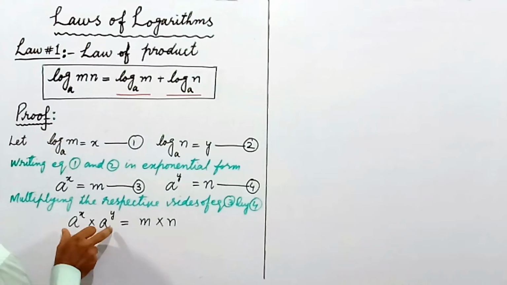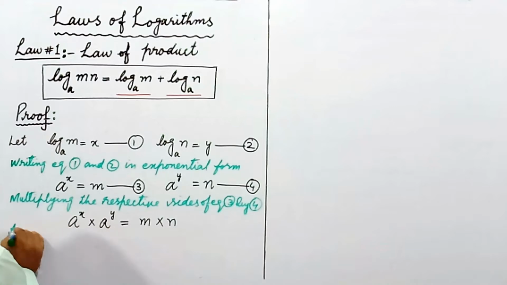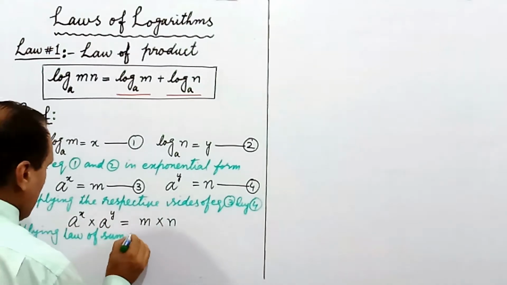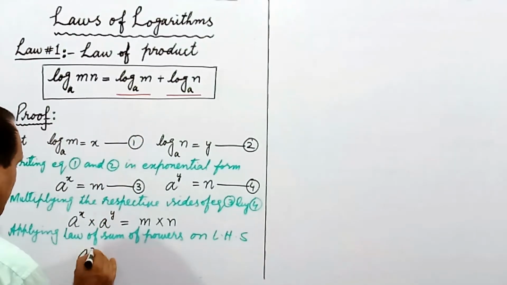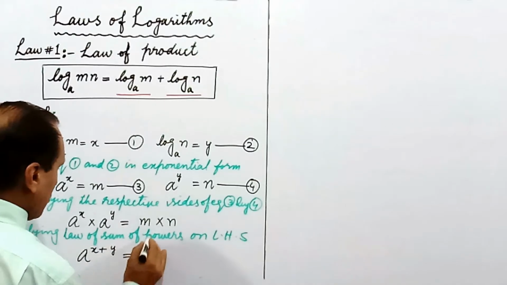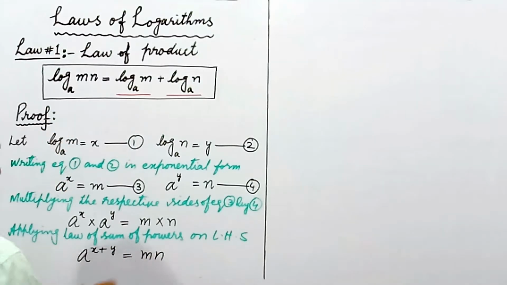As we have the concept that if bases are same in a product, then their powers are added according to the law of sum of powers. So we apply the law of sum of power on the left hand side. We have a raised to power x plus y, that is equal to m n. Now the equation is in exponential form. If we convert into the logarithmic form according to the definition of logarithm, then we reach to the solution of our problem. So we write this exponential form into log form.